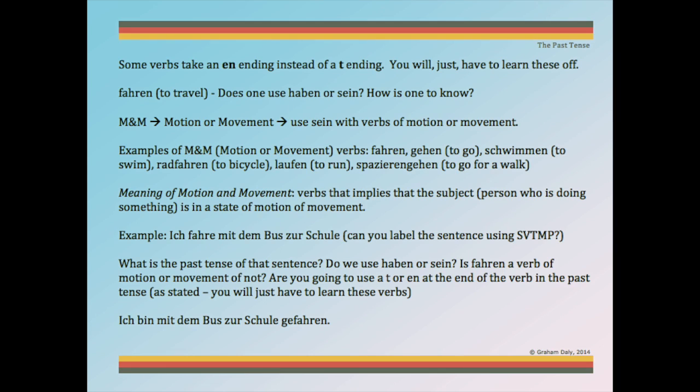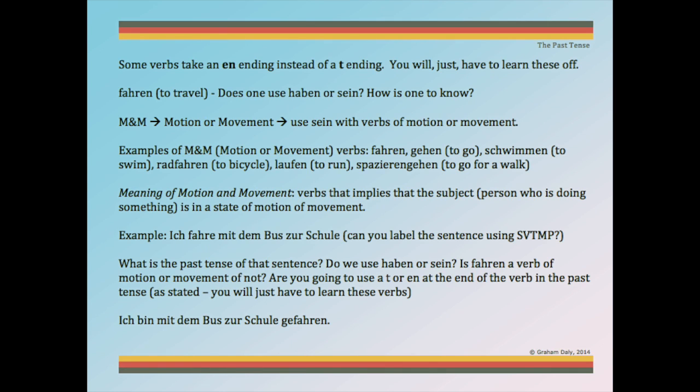Okay? So, verbs of motion or movement in German could be, for example, fahren, to travel, gehen, to go, schwimmen, to swim, Radfahren, to cycle, laufen, to run, spazieren gehen, to go walking. These verbs imply that the person doing the sentence, the subject, is in a state of motion or movement.